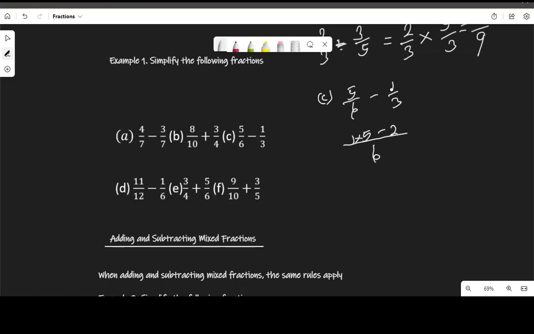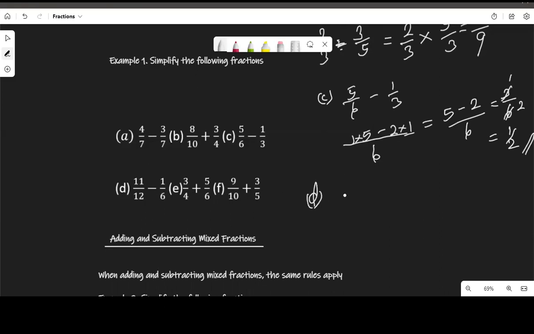Multiply that 2 by the numerator. 2 times 1, which is 1 times 5 is 5. 2 times 1 is 2. All over 6. 5 minus 2 is 3. 3 all over 6. 3 in 3 is 1, 3 in 6 is 2. Which is 1 over 2. Okay? And let's move on to question D.